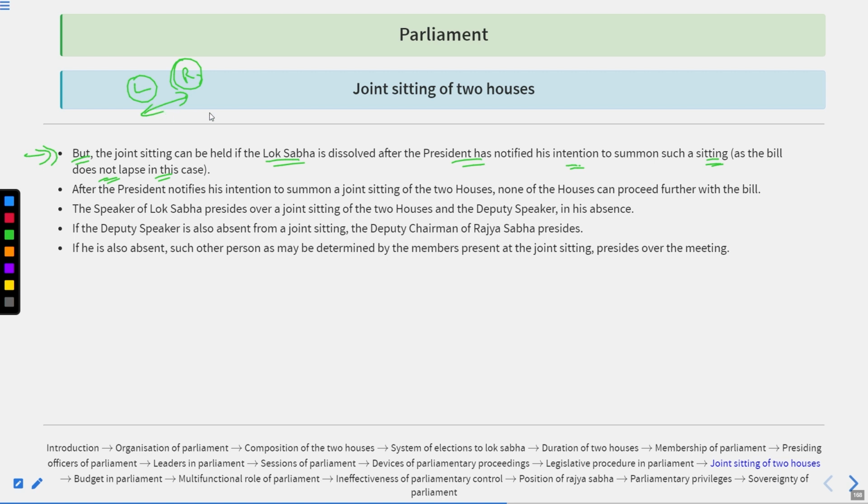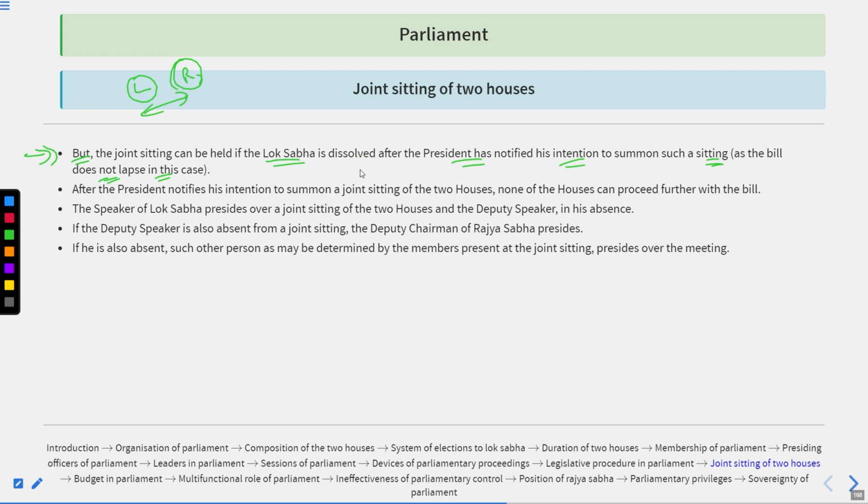So basically, in such a case, for example, we can say the Lok Sabha got dissolved on 5th of September. Then we know if the Lok Sabha is not in session, no joint sitting could be called. But here is an exception. And what is that exception? Assume before 5th of September, on 31st August, the President has already notified that he intends to summon a sitting for the passage of the bill through the resolution of both the houses. Then in that case, the joint sitting could be held.